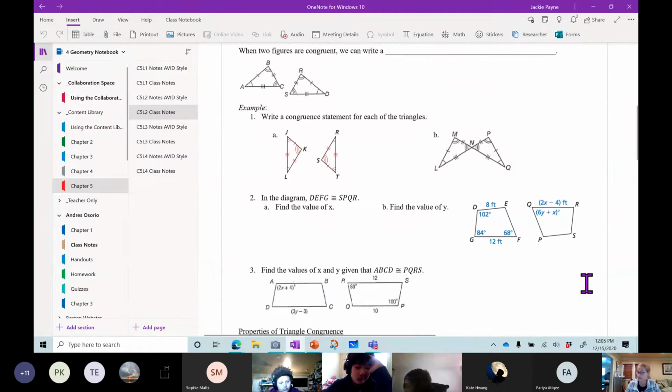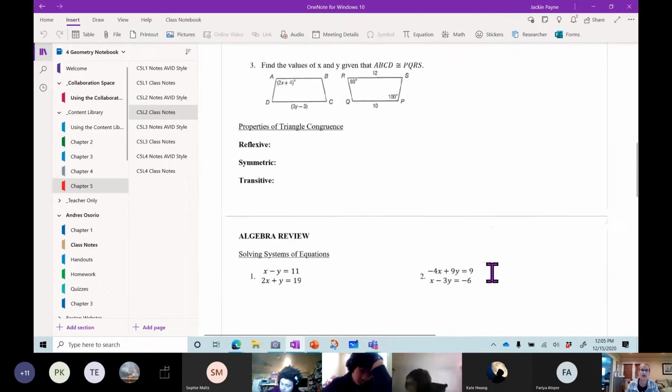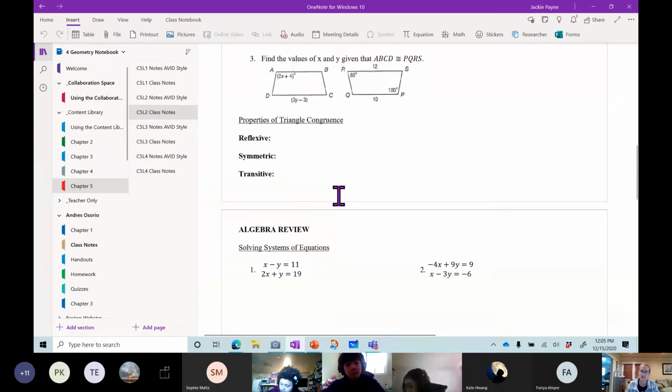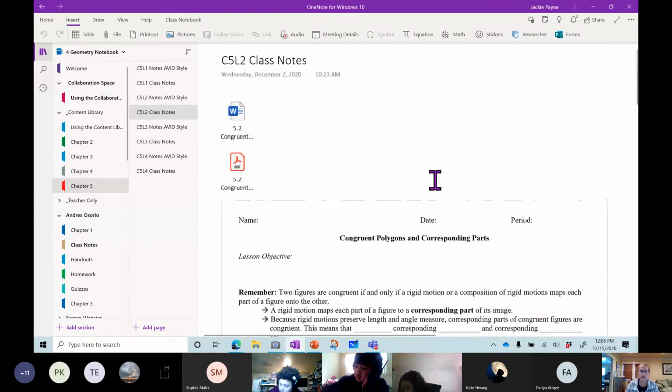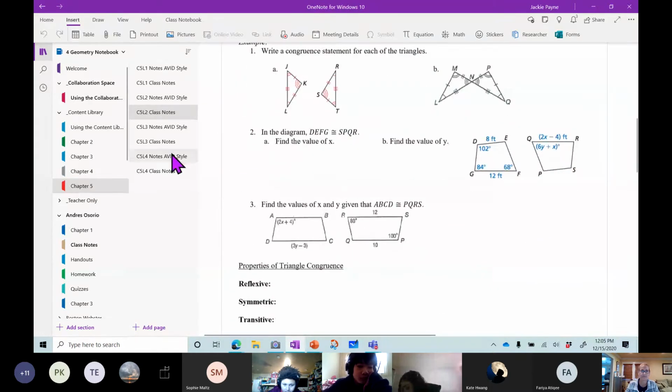If you can write a congruent statement, say this is equal to that, then you can solve problems like this, where stuff is equal to each other and you can solve for X or Y. It also has these three properties: reflexive, symmetric, and transitive. Plus there's an algebra review there. We didn't do that, so it's just this one page.